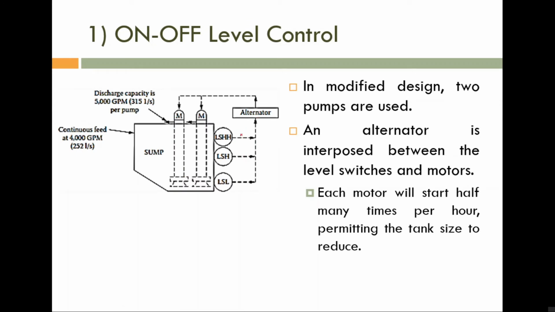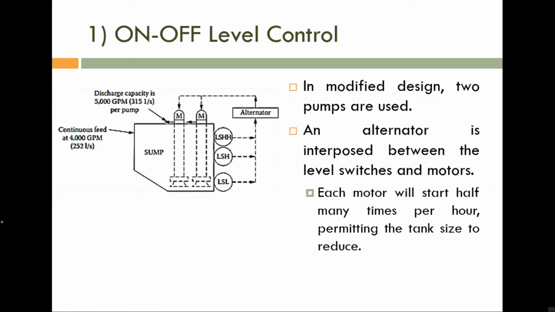So this is that particular diagram. This is different. This is actually not used to reduce the number of starts. This is actually used to split the range. Split the range means from LSL to LSH, one pump is used. From LSH to LSHH, another second pump is used. So here the purpose is different. Anyway, first note down this diagram.